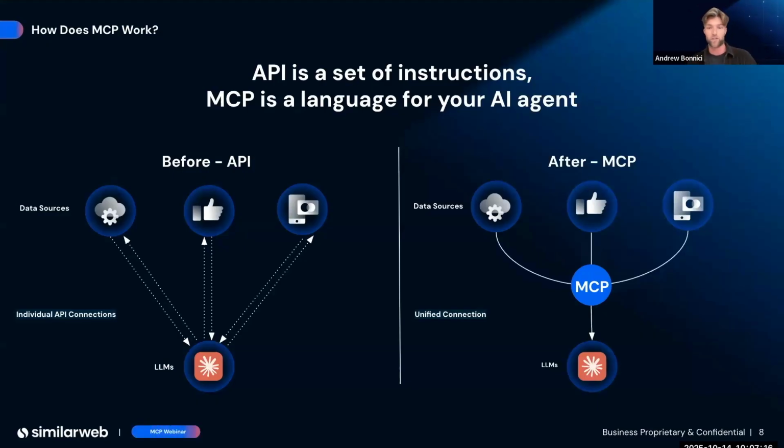Think of MCP almost like Google Translate for all of these different languages, right? It's this layer that simplifies the process of connecting external data sources. So why is this important? It means integrating data without reinventing the wheel for each combination of AI model and an external system. So again, think of MCP as a language for your AI agent.